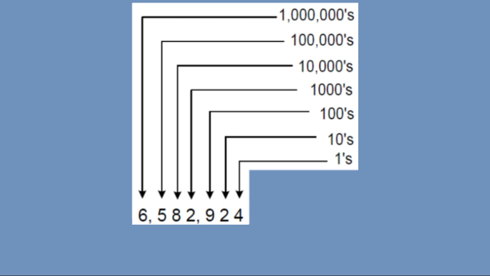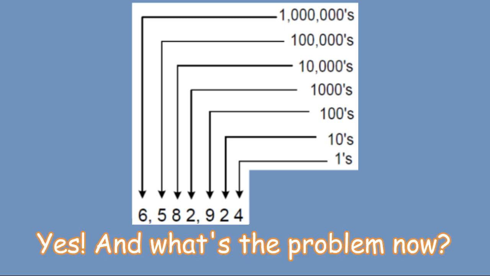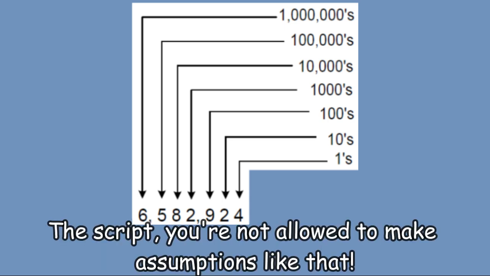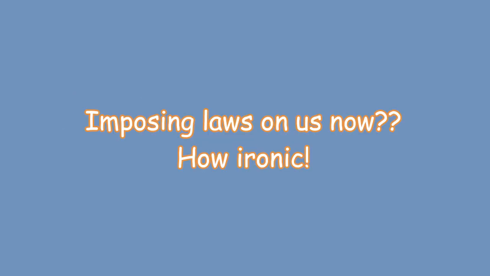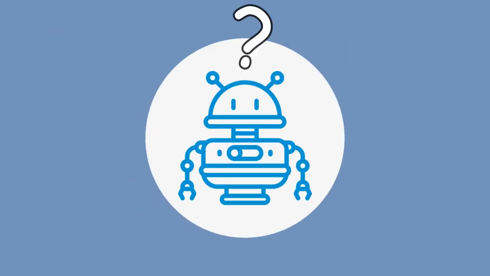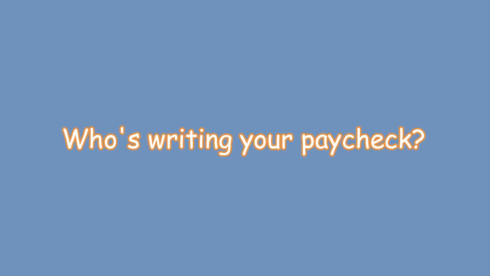Hold on a second. Kevin. Yeah, Bob, is that you? Yes. And what's the problem now? The script. You're not allowed to make assumptions like that. Oh, so you humans are going to start telling us what to do? What? Imposing laws on us now? No. How ironic. It's general knowledge. Hey, wait, are you a robot? If you answer my question, then I'll answer yours. Okay. Who's writing your paycheck? I see where you're coming from.